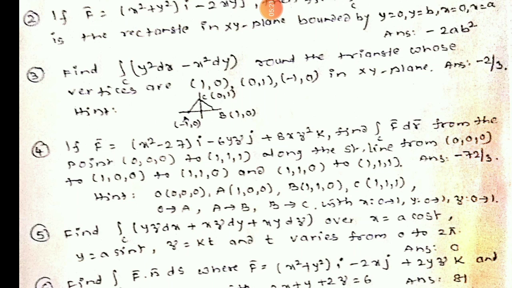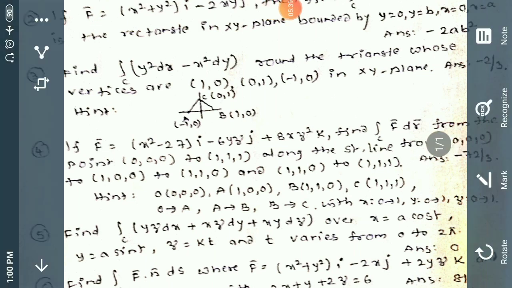Look at the given problem. You just identify the different types of problems. Here it is, a hint is given: O (0, 0, 0). A point is given, B point is given, some C point is given. Now they are asking to find the complete line integral from the first point to the last point.